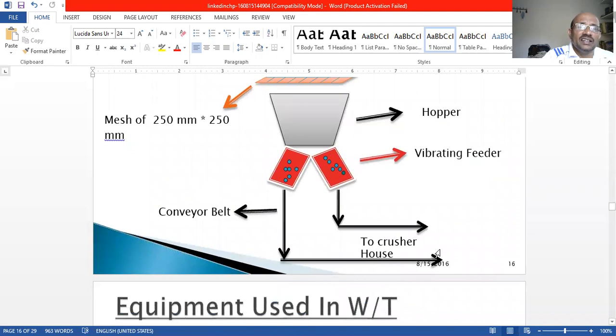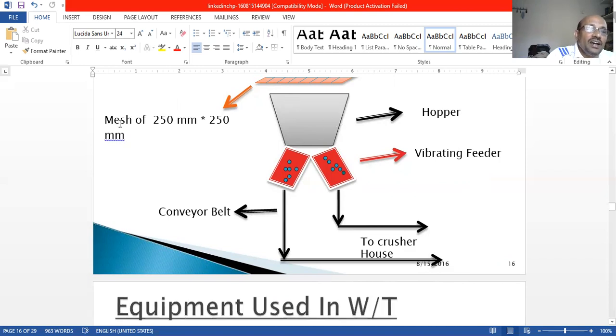In this equipment, a hopper will be there, a mesh will be there. If any big-size lumps are there, they will drop down over here. And vibrating screens are also there, where we filter again. With the help of conveyor belts, we send it to the crusher house. Again we do the sizing.